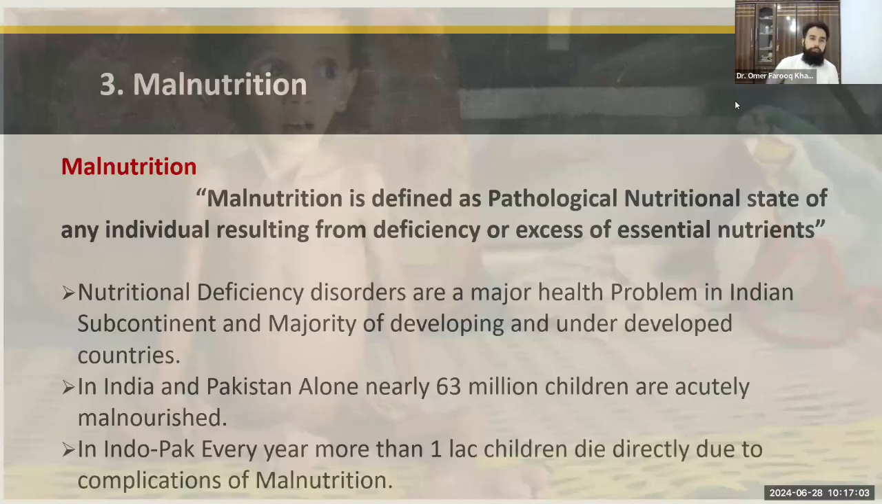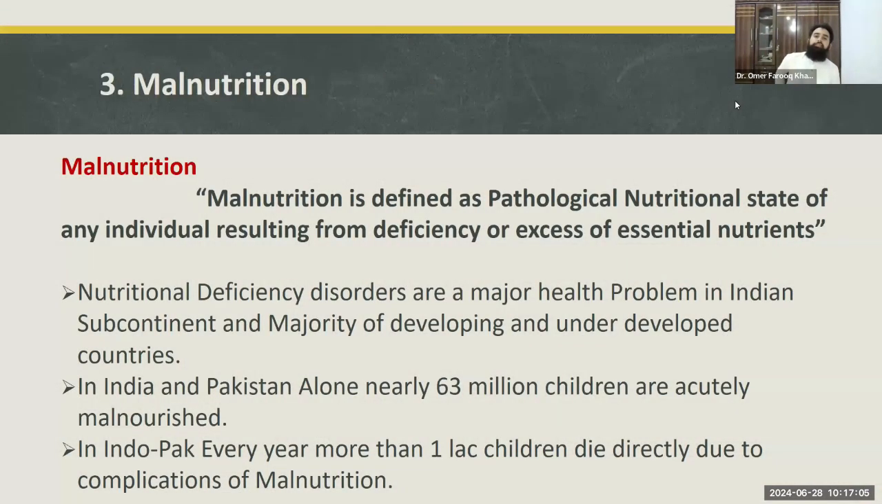So malnutrition is defined as a pathological nutritional state of an individual resulting from deficiency or excess of essential nutrients. So you cannot call only the deficiency malnutrition. It can also be an excess of essential nutrients, which can be termed as malnutrition. So malnutrition is not having a healthy diet, not having a balanced diet, not having proper nutrition, whether it is deficiency or excess.